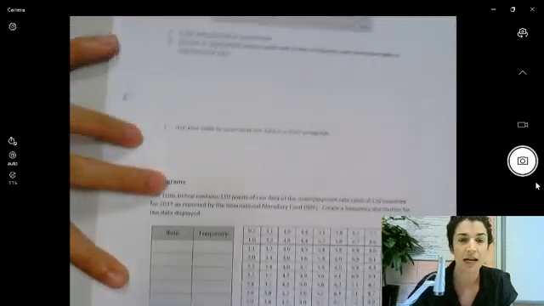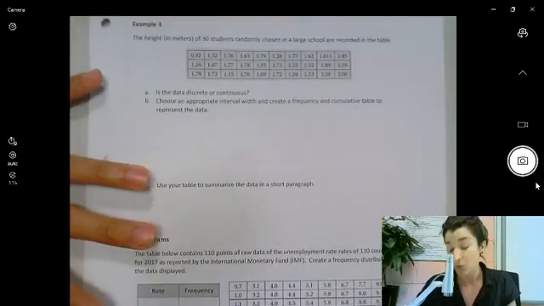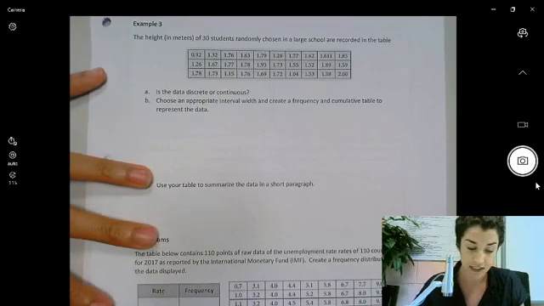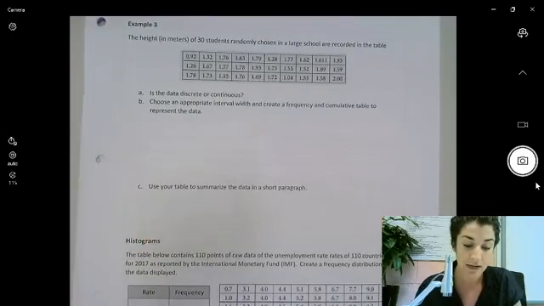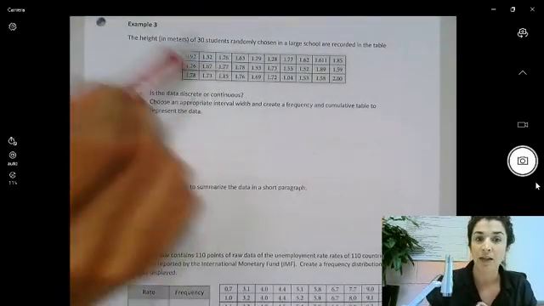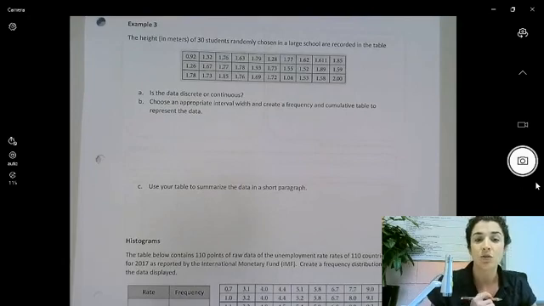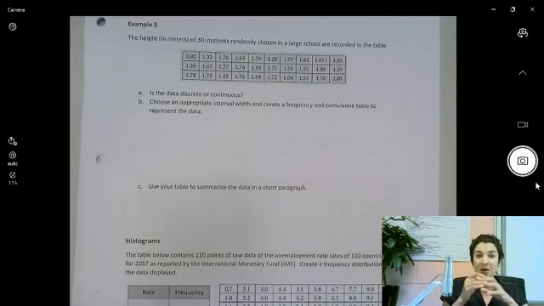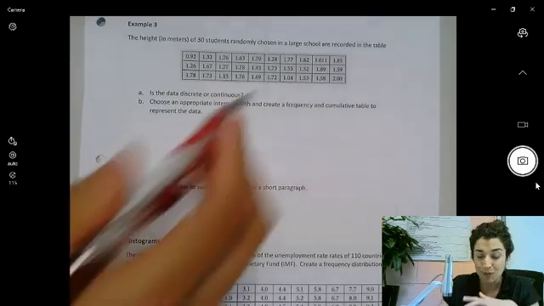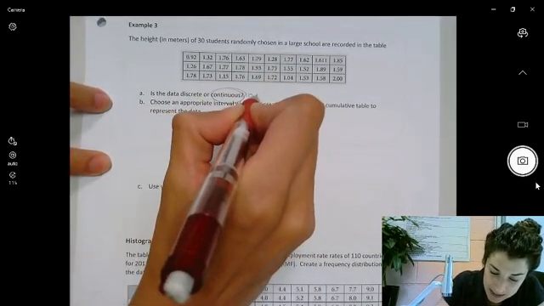All right. Last example for today. We're given another list of raw data, and it's the height of 30 students randomly chosen in a large school, and they're recorded. Is this data discrete or continuous? If we're talking about height, it has been measured, which means it is continuous.